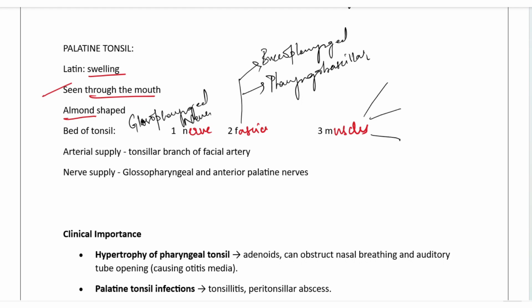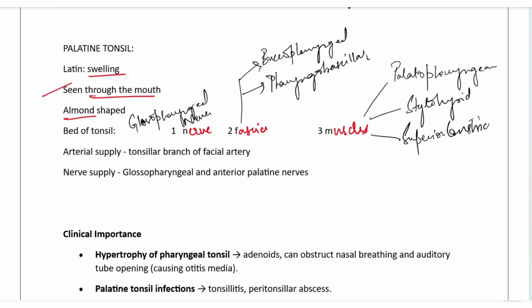The three muscles are palatopharyngeus, stylohyoid, and superior constrictor. The arterial supply is by the tonsillar branch of the facial artery. Nerve supply is by the glossopharyngeal and anterior palatine nerves.